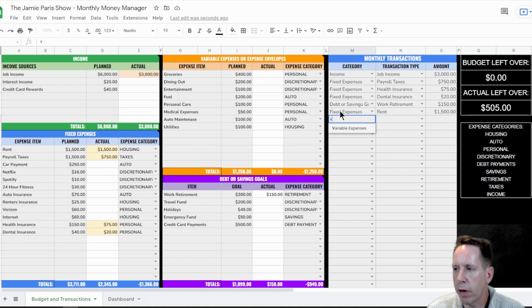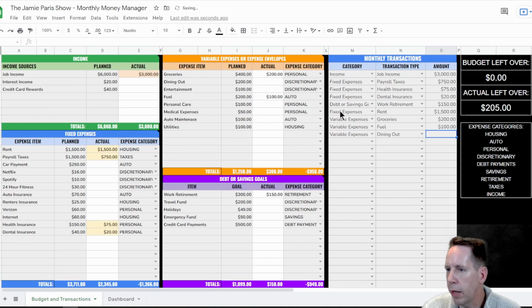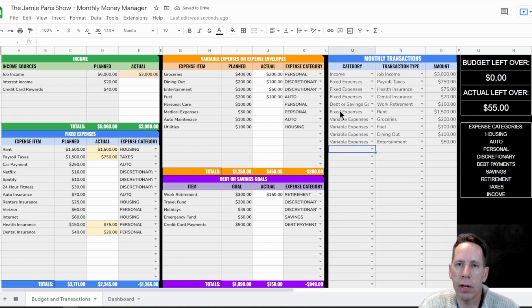So now we're going to do some variable expenses. We're going to put aside $200 for groceries for the next 2 weeks till they get paid again. We're going to go ahead and put away some money for fuel. We're also going to put away some money for dining out and entertainment. So we'll just go variable expense, dining out, and then here we'll just do half of it. And then same thing with entertainment, 50. So we still have $55 left over. So now we're going to see where we want to put that money.